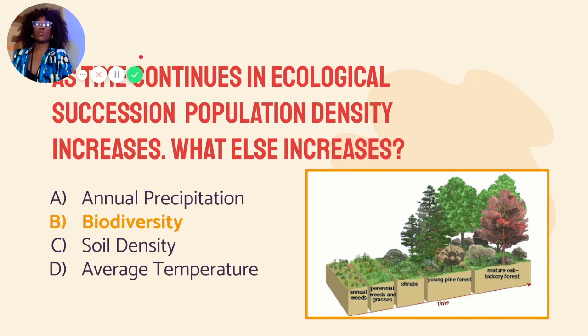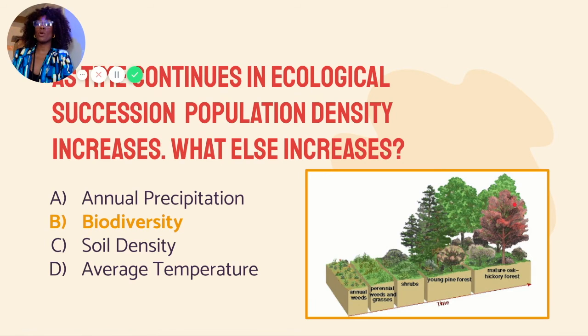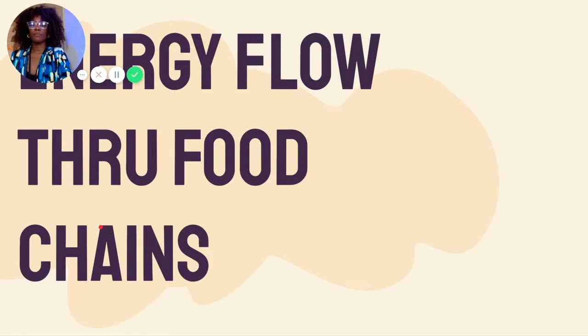Exactly, biodiversity is going to increase. At the beginning of succession, we might have very little soil, very little grass, very little organisms at all. And then over time, we get more and more different organisms, right? And as we get more and more different organisms, our biodiversity, the diversity of life, is increasing.